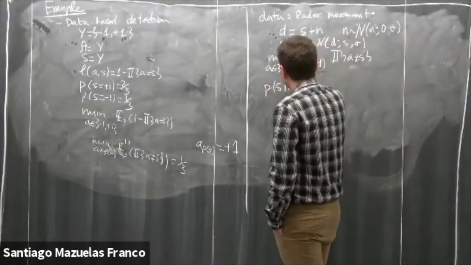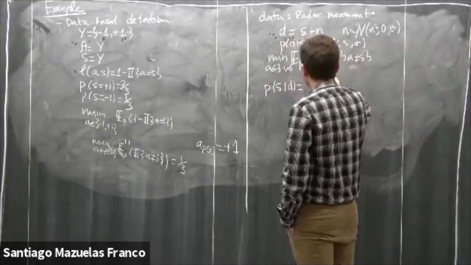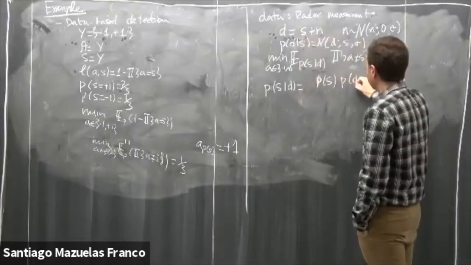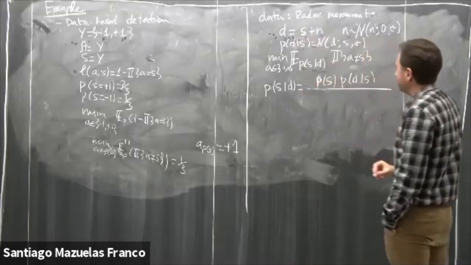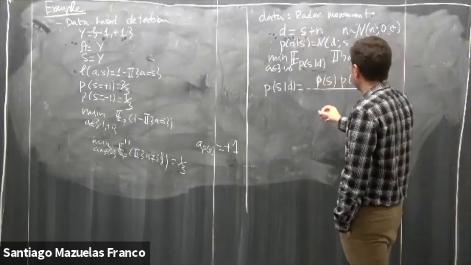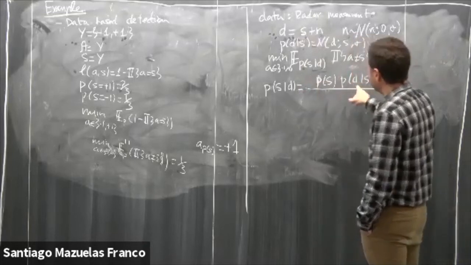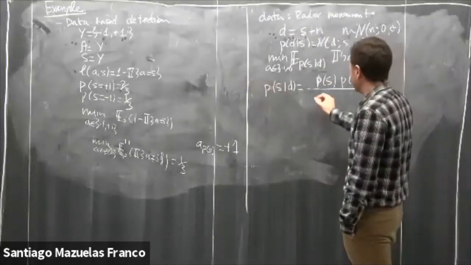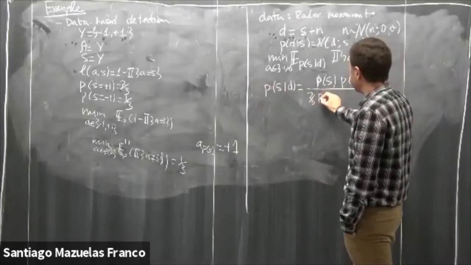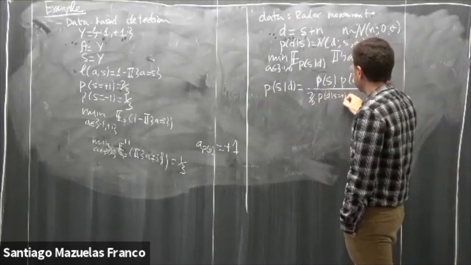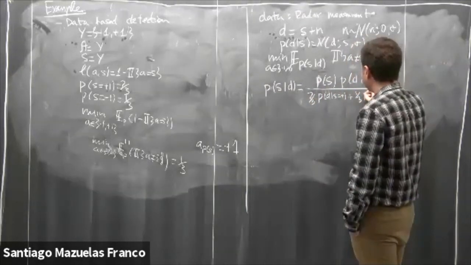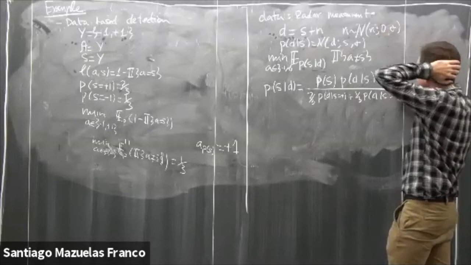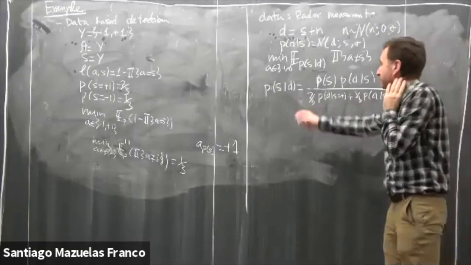But now we can get this just using the Bayes rule. So this thing is the probability of S multiplied by the probability of D given S, divided by something. It is going to be divided by the sum of the two possible cases for this. So P of S is 2/3 and 1/3. So this is going to be 2/3 times the probability of D given that S is minus one, plus 1/3 times the probability of D given that S is plus one.